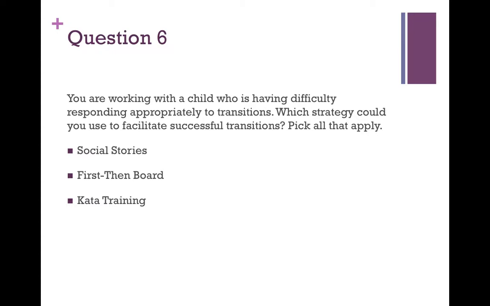So social stories can definitely be used for transitions. First-then boards we've talked about a lot. That really helps children understand what they're doing now and what comes next, to help ease that transition. Kata training, on the other hand, is focused on balance, coordination, concentration, fitness, and flexibility primarily, so that is not an option. Social stories and first-then boards were the correct answers for this question.